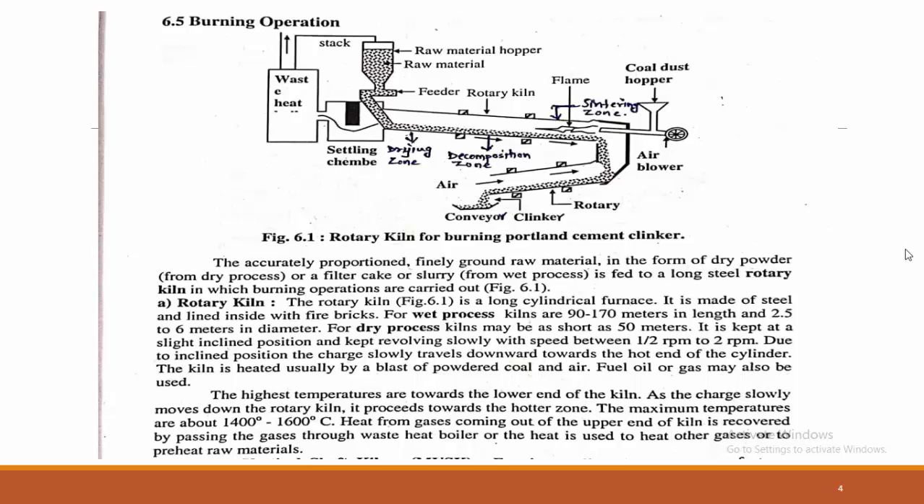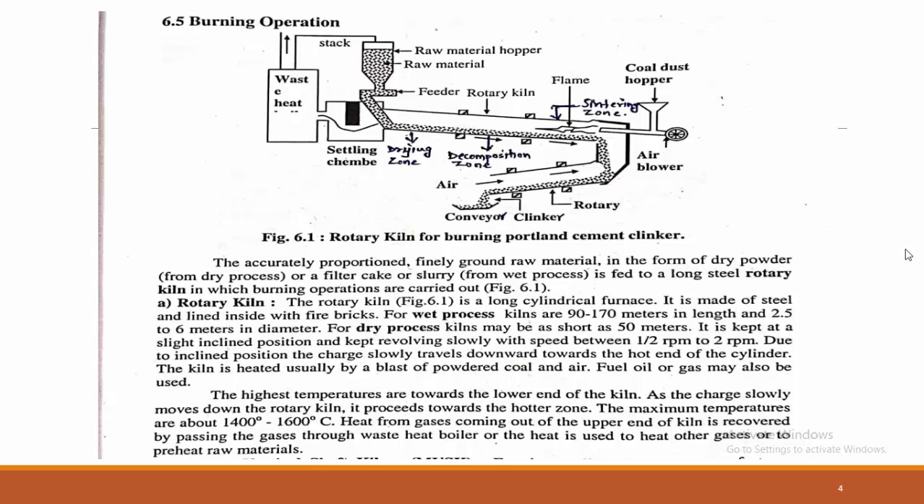The heat from the gases coming out of the upper end of the kiln is recovered by passing the gases through a heat boiler, or the heat is used to preheat the raw materials. You can continuously see that the raw materials are fed from the left hand side and move from the top end, at lower temperature, to the lower end, which has the higher temperature, while the kiln continuously rotates. The total kiln is divided into three sections.